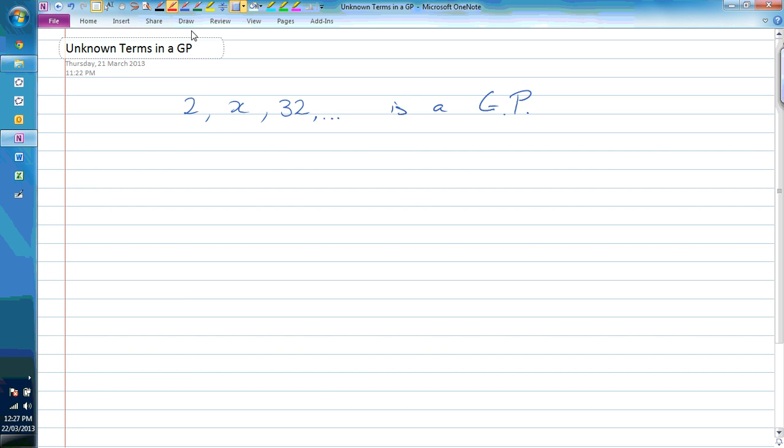Now, the logic behind a question like this is in what we know about GPs. In GPs, we know that each term is generated by multiplying by some common ratio. And in this case, we don't straight away know what that common ratio is. We know, though, that 2 times whatever our common ratio is gives my x term that I don't know, and if I multiply that again by the common ratio, I'm going to get to 32. So it follows that if I wanted to get from 2 to 32, I'd have to multiply by r squared, that is times r and then times r again.